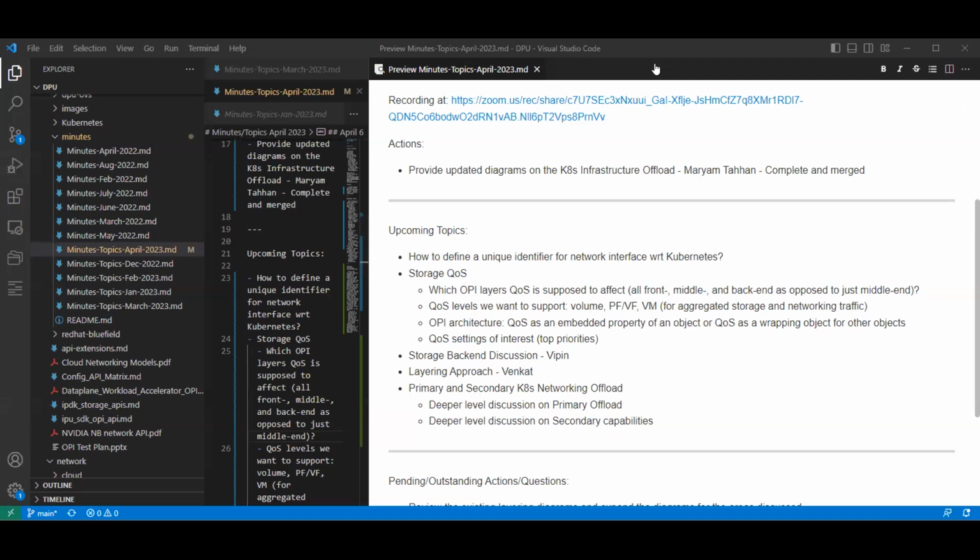Basically, and I think this came out of the OPI provisioning meeting, Boris, you brought up the question on defining a unique identifier for the network interface with respect to how Kubernetes is going to advertise it up to the different CNIs. That was the question you wanted to ask in the meeting? Yeah, but we can start with the quality of service and then circle back to this. Yep. No, I just wanted to raise the question so people can start thinking about it.